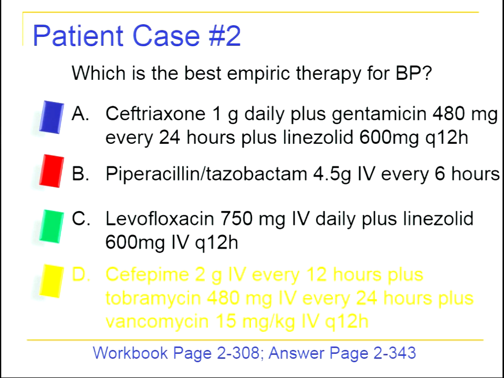A is incorrect because ceftriaxone does not have anti-pseudomonal activity, and then B is incorrect because there's no anti-MRSA activity, and at least the guidelines would recommend adding a second anti-pseudomonal agent. And the same thing for C, the guidelines recommend adding a second anti-pseudomonal agent.